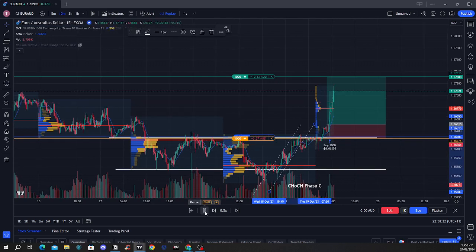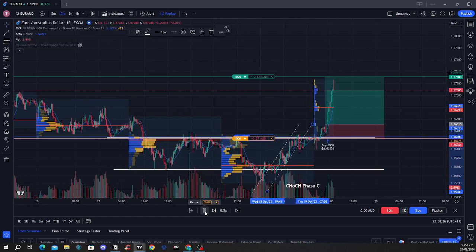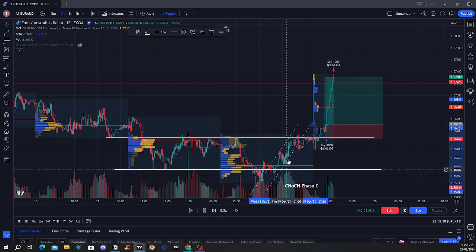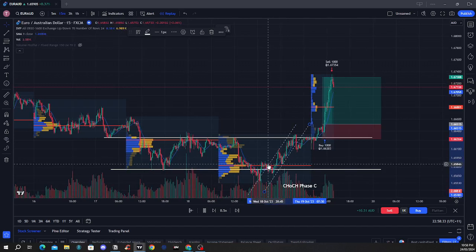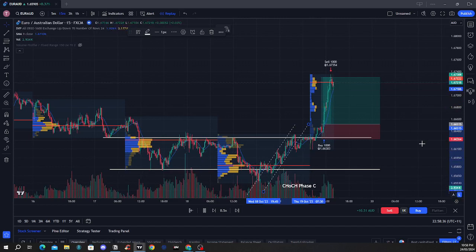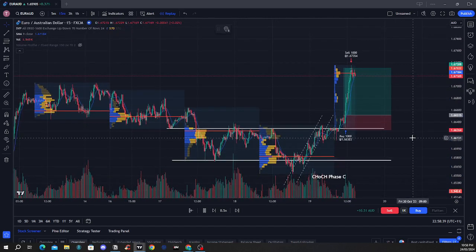So that was pretty easy to spot phase C in this trade, basically just because of the high highs, high lows, the clear sign of this clear spring, which is the last test of the supply in an accumulation.